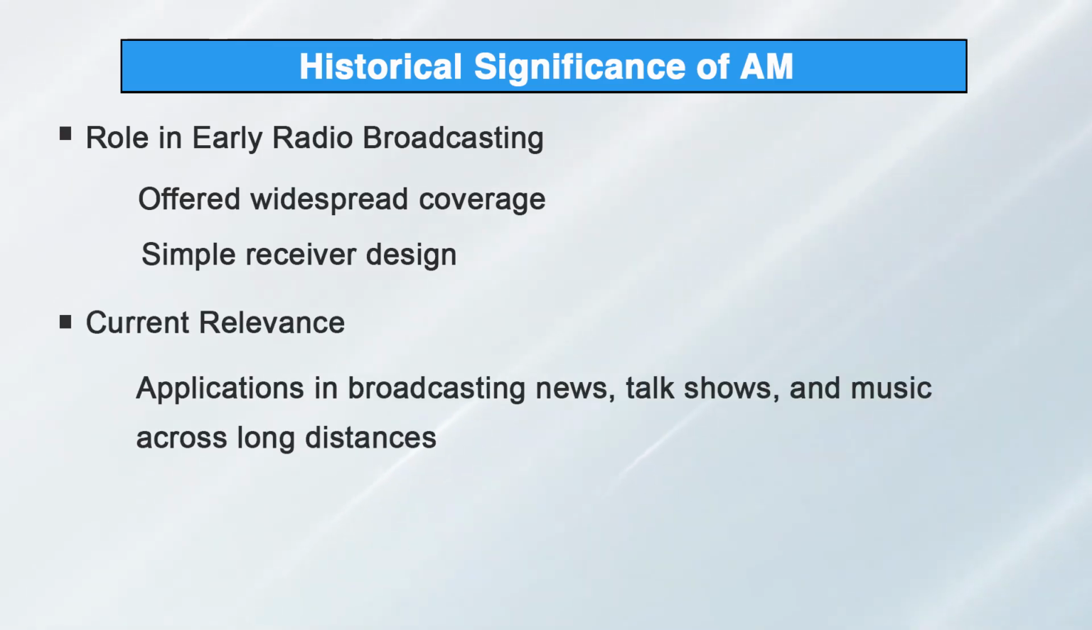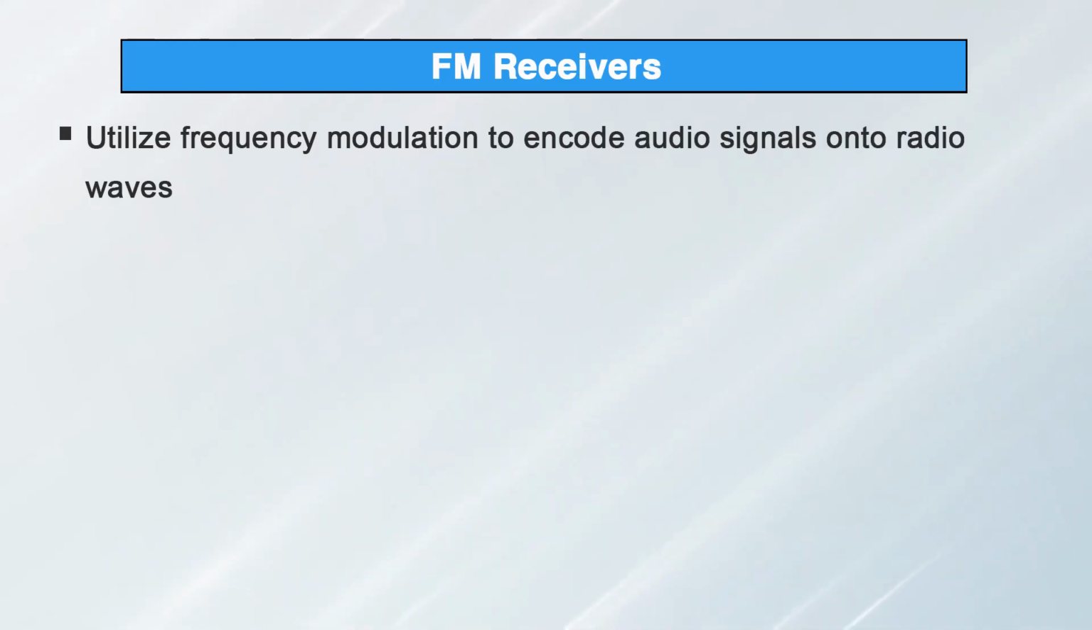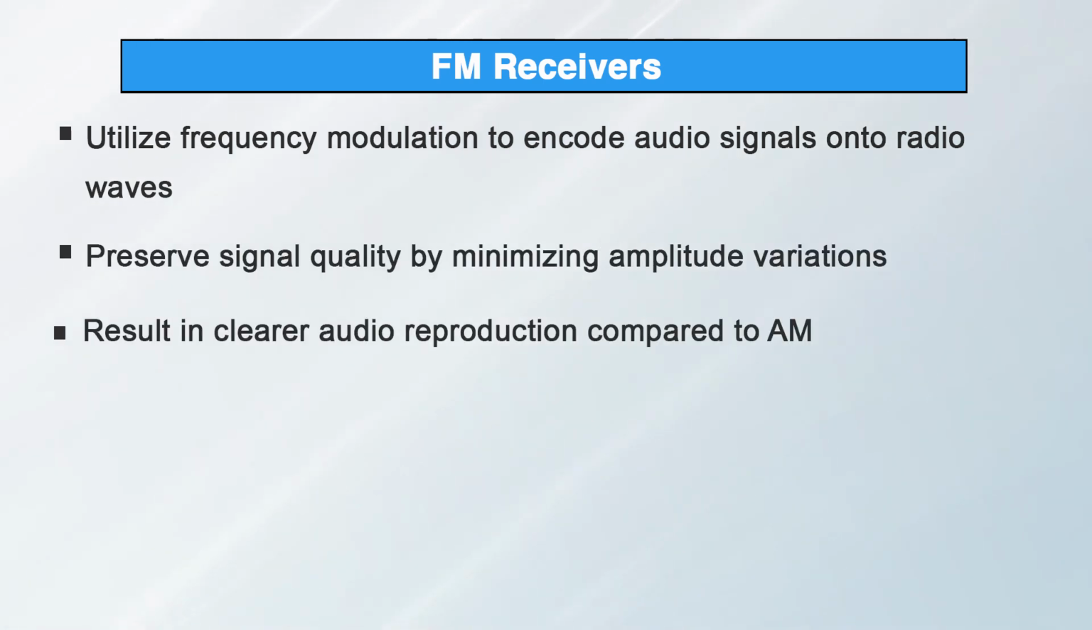It remains relevant today in applications such as broadcasting news, talk shows and music across long distances. FM receivers, on the other hand, utilize frequency modulation to encode the audio signals onto radio waves. This method preserves the signal quality by minimizing amplitude variations, resulting in clear audio reproduction compared to AM. FM is known for its superior sound fidelity, making it ideal for music broadcast and high quality audio transmission.